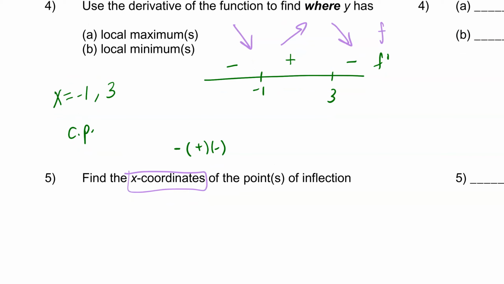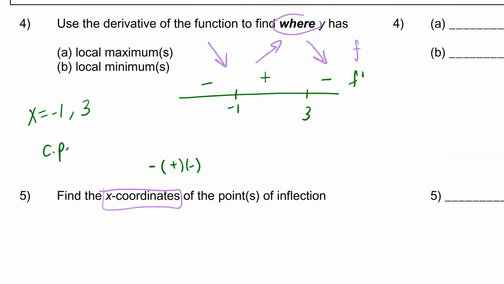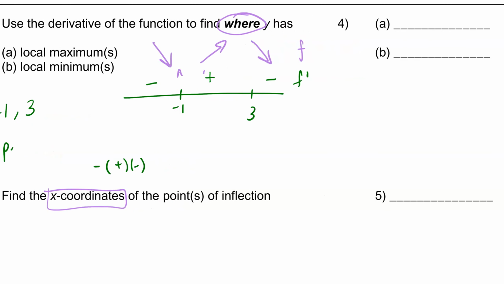But are you asking for local maximum? Used to find where that's the x value. I didn't say what the max and min was, but where the location is, the x value. Oh, so it would just be x equals. Yeah, exactly. So I have a min here and a max.